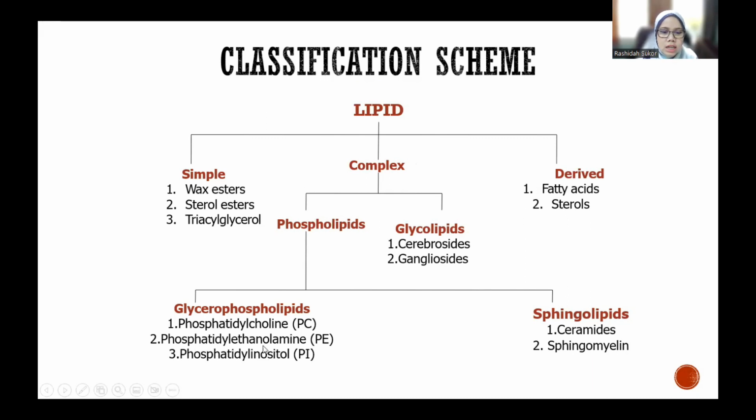These are examples, like phosphatidylcholine, phosphatidyl ethanolamine, phosphatidyl inositol. These are all examples of phospholipid. And then we have sphingolipids, ceramides, sphingomyelin. These are components of phospholipid. Other than this phosphor group, we also have the glyco group, for example cerebrosides, gangliosides. These are all under the category of glycolipids. So these are the general classification of lipid.